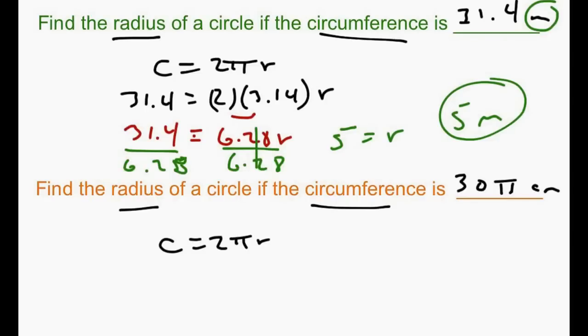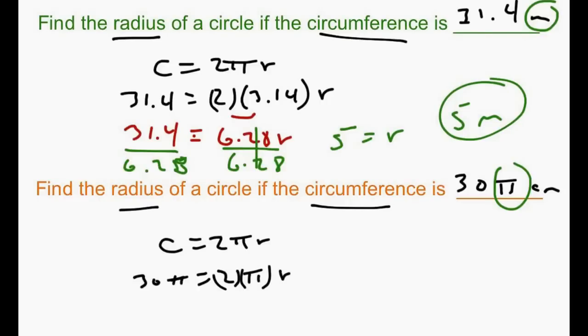Let's plug in information we know. Circumference is 30 pi, so right underneath C, I'm going to write 30 pi. 2 I can just write in. All right, now I noticed that I had a pi symbol, so that must mean this is an exact circumference. So let me leave the pi symbol in here, and then r I'm looking for.